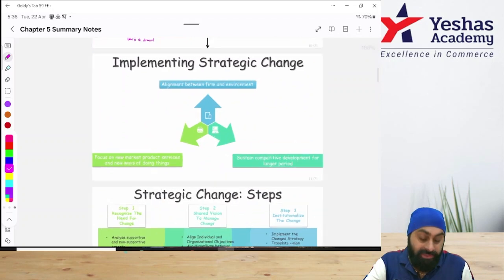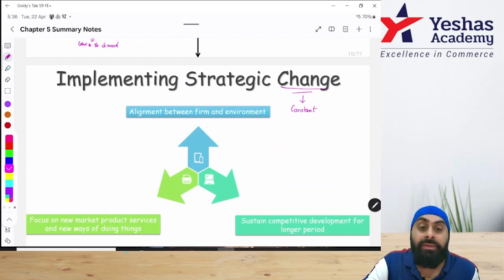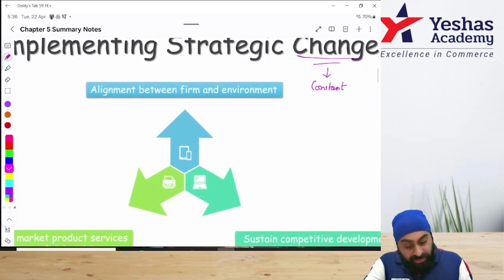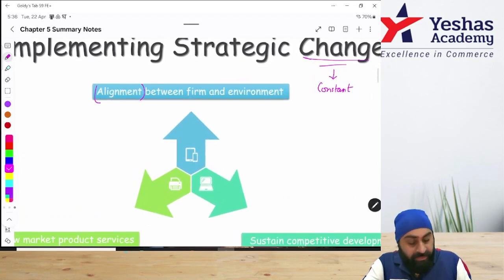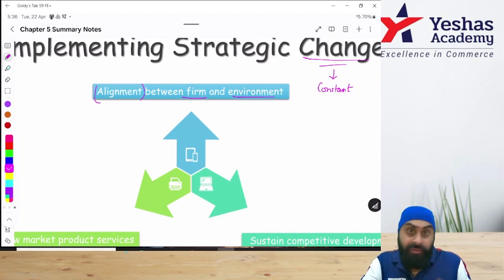Implementation of strategic change. Change is one thing which is constant. Change is always going to be there. So if you want to change, make sure that you are aligned between the firm and the environment. What is the environment change? And what are we doing? What should we do to align with the environment?